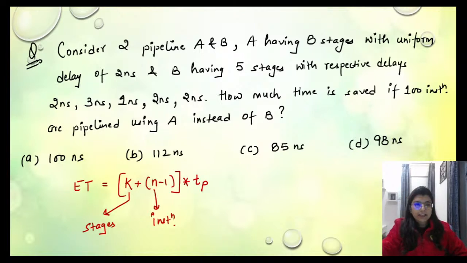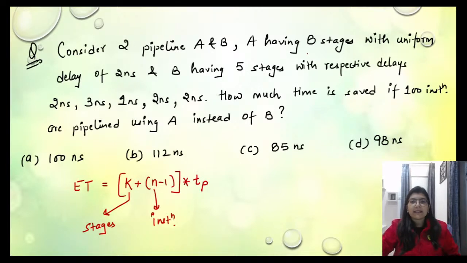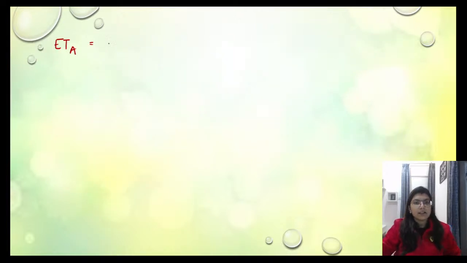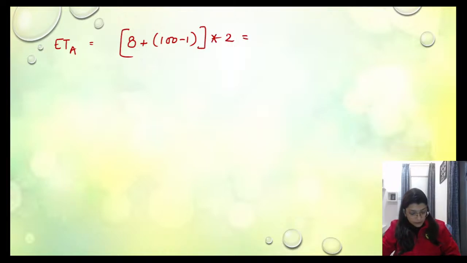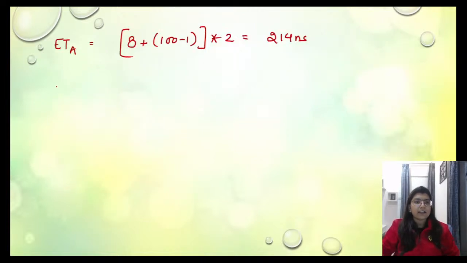Did anybody else do it? So now we have execution time for A. How many stages do we have for A? A has 8 stages with uniform delay, so each delay is 2 nanoseconds. So it will be (8 plus 100 minus 1) multiplied by 2. This value will be 214 nanoseconds. Why 100? Because they are writing how much time is saved if 100 instructions are pipelined using A instead of B. This is the execution time of A.